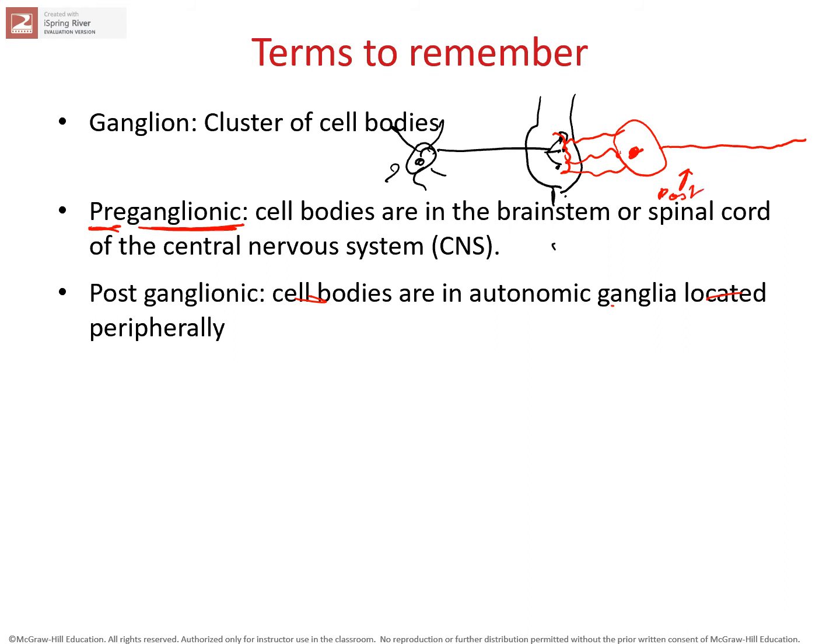postganglionic cell. So I'm going to erase this and write it in black so you don't get confused. So that is the preganglionic cell, and this one is the postganglionic cell. Okay, so postganglionic cell bodies in the autonomic ganglia are located peripherally, meaning they are located outside the central nervous system.